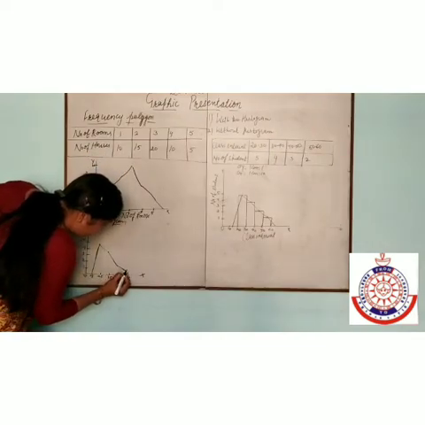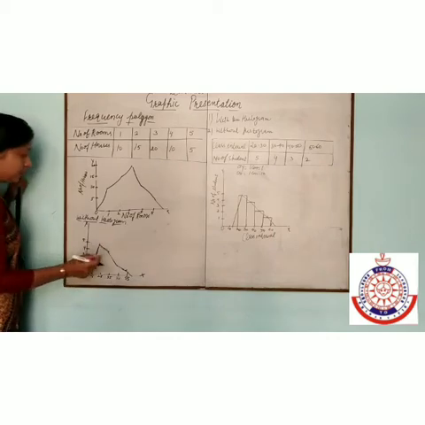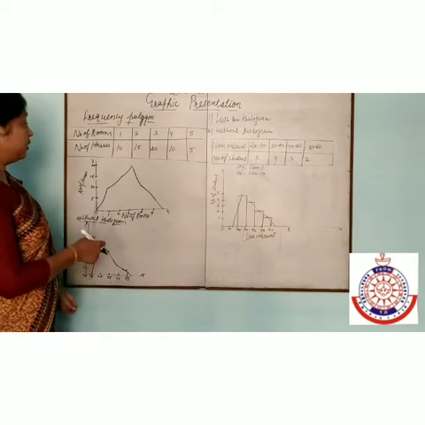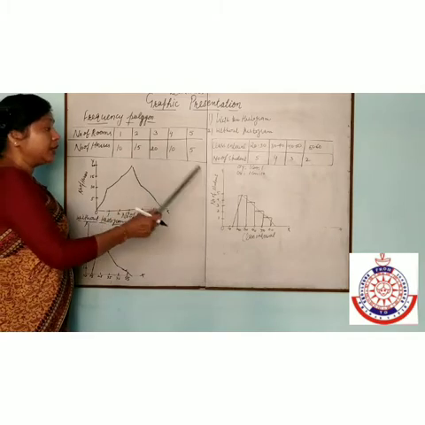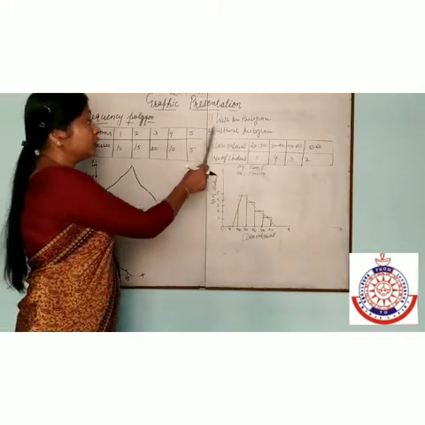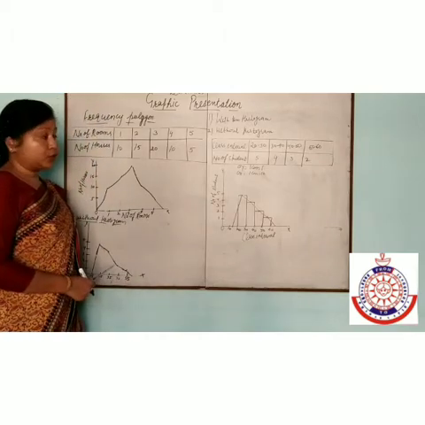This is our frequency polygon without using the histogram. So this is how you can draw the frequency polygon in discrete series, in continuous series using the histogram, and in continuous series without the histogram.